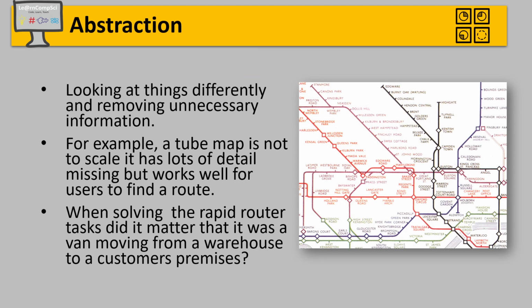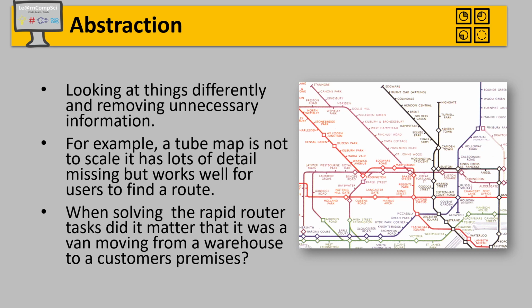Okay, talk about abstraction now. This is the idea of looking at problems in a different kind of way, often removing unnecessary information from the problem. A good example of this is when we use maps, such as a tube map here.